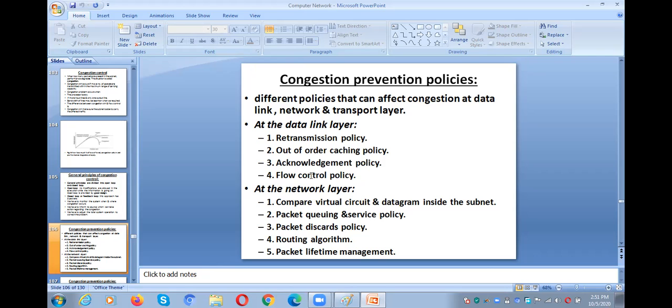And next, packet lifetime. How much time can a packet live in the network? It should not be too high and it should not be too low. If it is too high, the packet stays in the network for a long time, so it creates a problem, collision. If it is too short, the packet may not reach the destination. That is the reason why it needs to be medium.